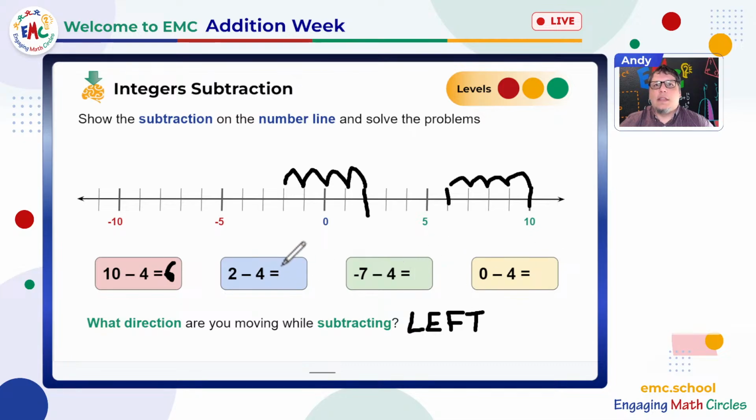Try to see if you can get green and yellow. Okay. -7 minus 4 is -11. And 0 minus 4 is -4. Great job if you got those. Keep up the great work.